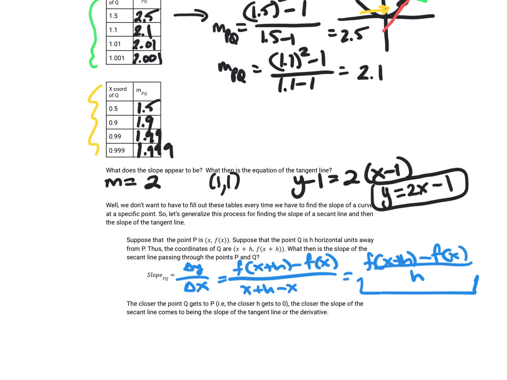And that hopefully will give us our slope. So this 3-step process is how we're going to calculate the derivative, or the slope of the tangent line, of a particular curve. All right, so let's summarize it.